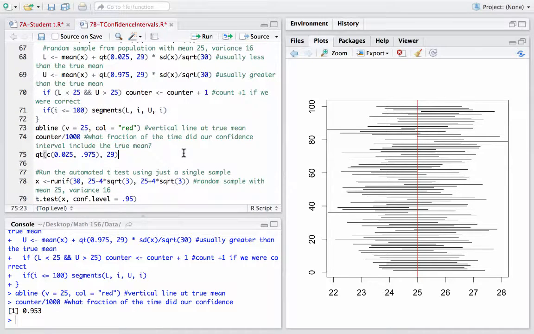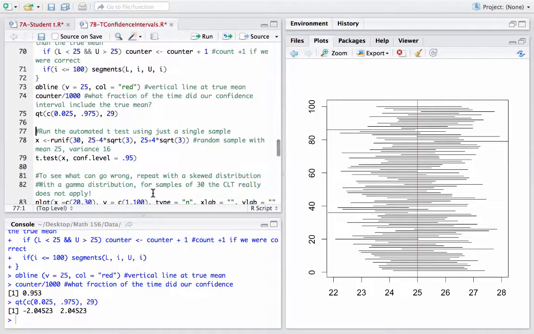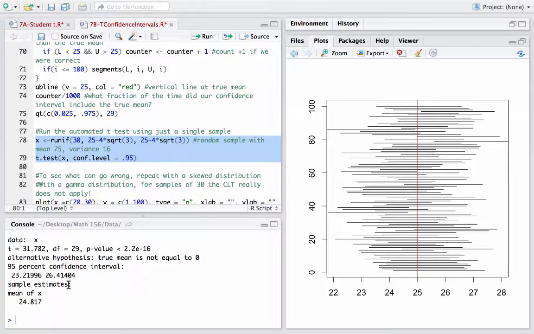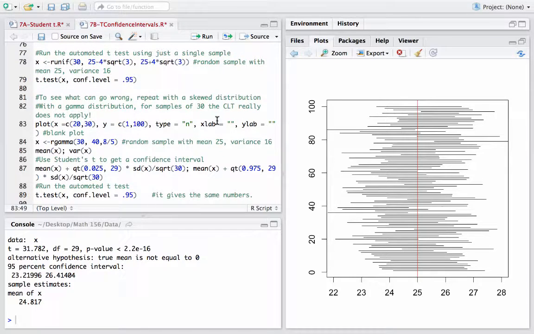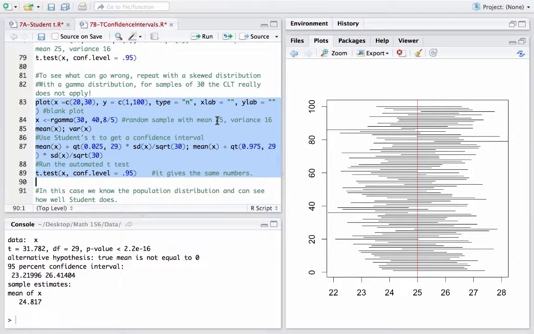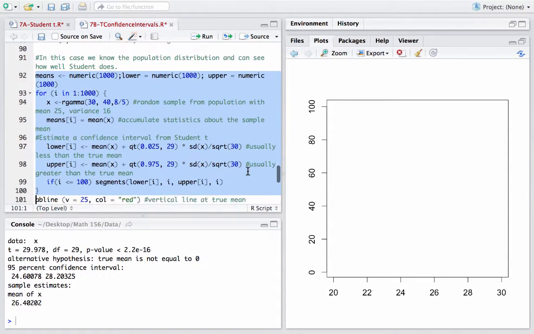Here's the quantiles we're working with. We've already seen those. Grab just one sample and run the t-test. Cool. Now let's do this again with a skewed distribution. So we're going to use gamma, and with 30 samples, we're not really symmetric enough for the CLT to work, and we'll see if the t-distribution still leads us astray or not. So it looks like in this particular case, we were successful in capturing the true mean, but it won't happen 95% of the time. Let's see how often it does happen.